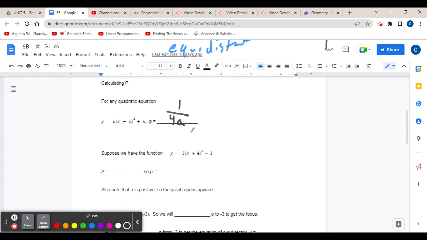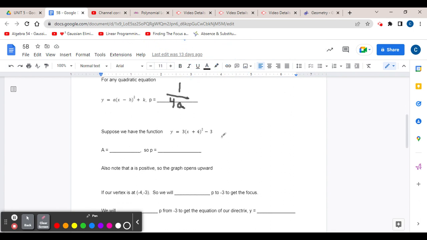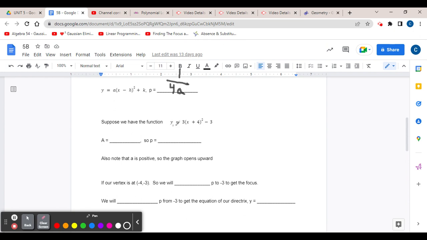So if we have a quadratic function, y equals 3 times (x plus 4) squared minus 3, our a value is 3. So p is going to be 1 over 4a. So it's going to be 1 over 4 times 3, which is 1/12.